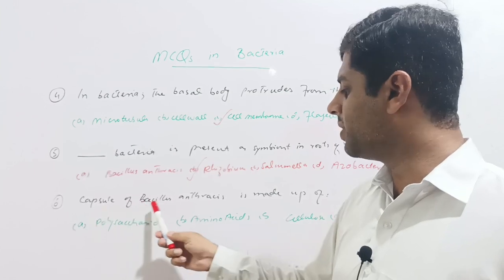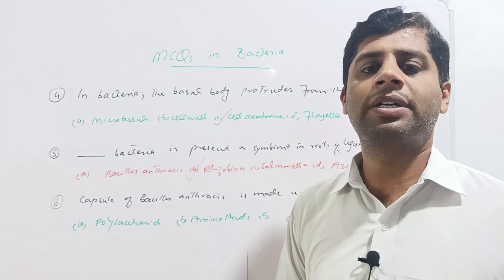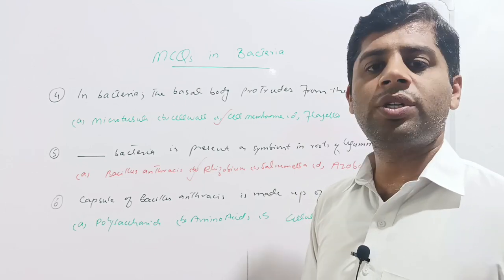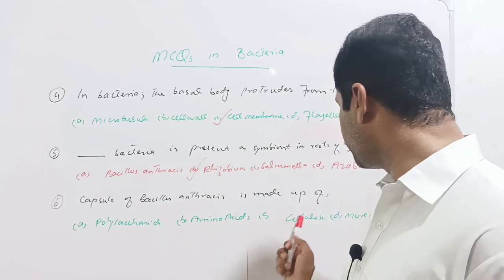Next question is, capsule of Bacillus anthracis is made up of. Capsule is the outermost covering layer in the bacteria lying outside the cell wall. So its composition is asked here. The given options are polysaccharides, amino acids, cellulose, or murine.